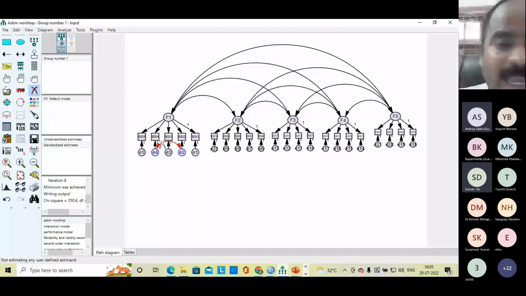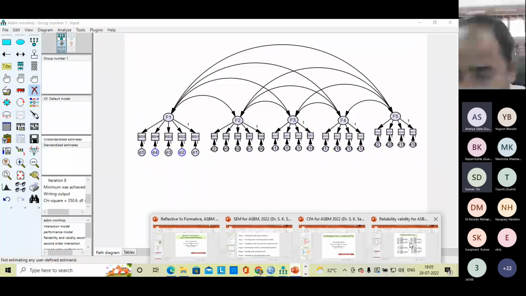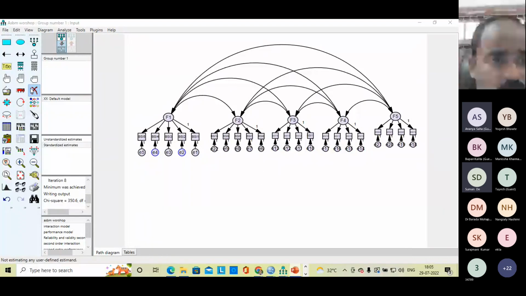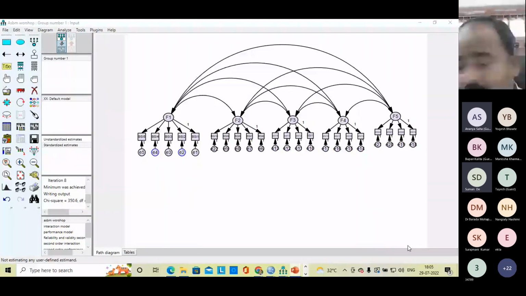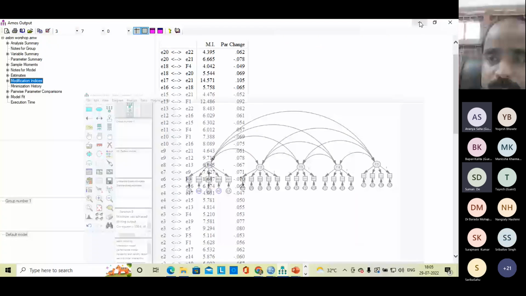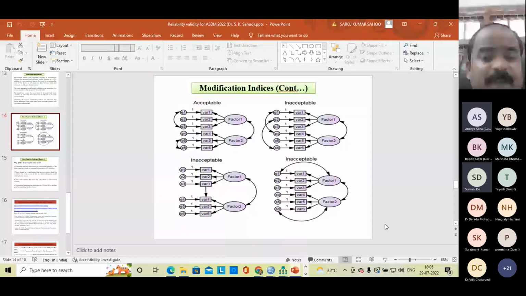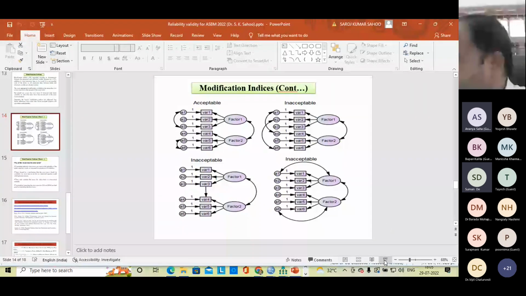I think I have shown this in one of my PPTs. Yes, one of my PPTs explains all these things well. Let me go to that PPT. Is this PPT visible to all? The PPT is visible. Can anybody respond? Yes, yes, sir.